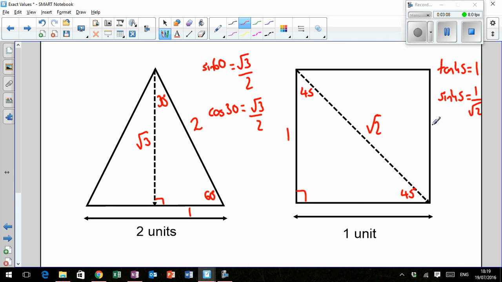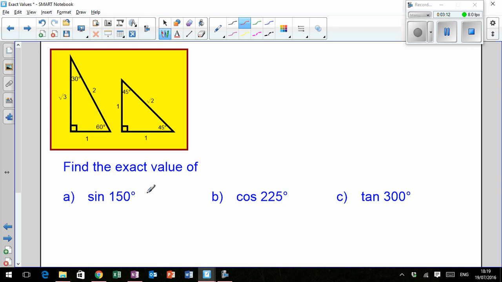Okay, now what we also need to be able to do is find the exact values of angles above 90 or below 0. Okay, and what we're going to do is we're going to use exactly what we've just done alongside the cast diagram. If we're looking at sine 150, we know from our cast diagram that 150 degrees is in that second quadrant there, where sine is positive. So we know that sine 150 is going to give us a positive answer.